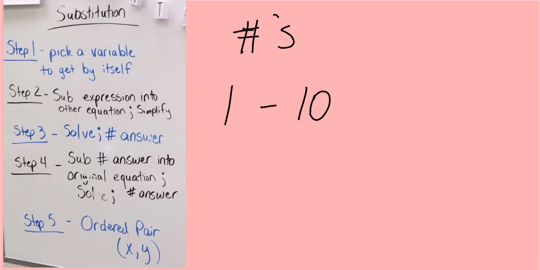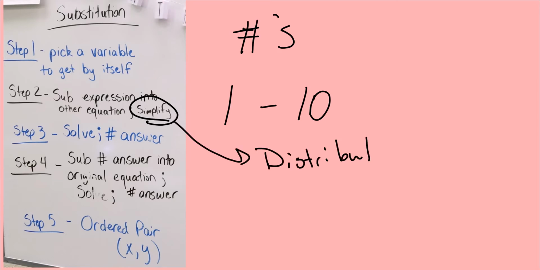So remember, whenever you have substitution, you're going to pick a variable to get by itself. Step 2, then you're going to sub that expression, that means the other side, into the other equation. You're going to simplify. Remember, simplify usually means the distributive property. It also means like terms.